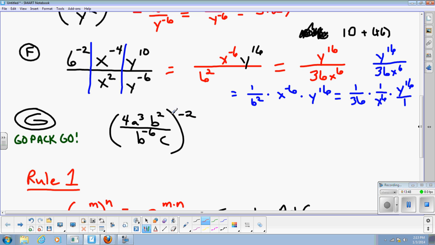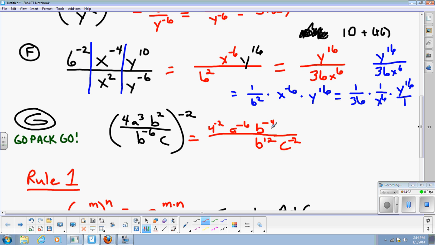Now I have a negative exponent on the outside. Still distribute that to every single factor on the inside, like we showed you power of the power in an earlier example. So now I have 4 to the negative 2. And then I have negative 2 times 3. So it's a to the negative 6. And then negative 2 times 2, b to the negative 4. On the bottom, I have negative 6 times 2, draw my fraction bar, b to the positive 12. And then I have a good old-fashioned c to the negative 2.